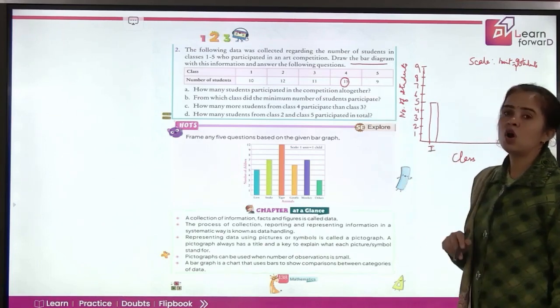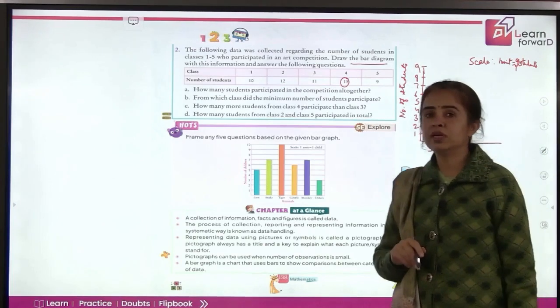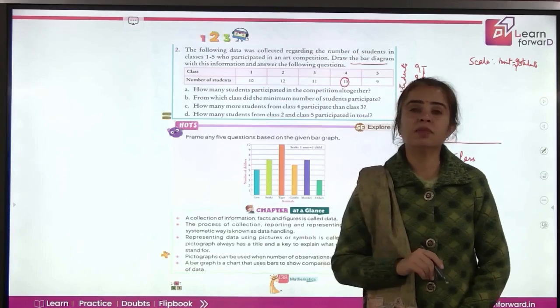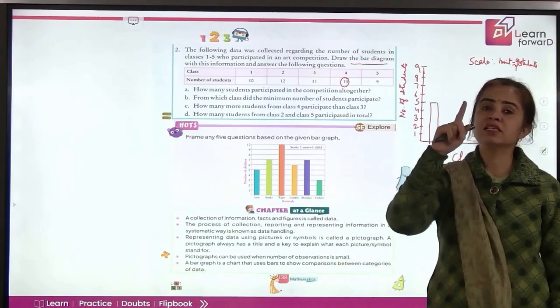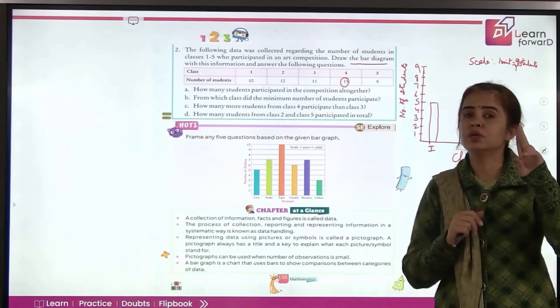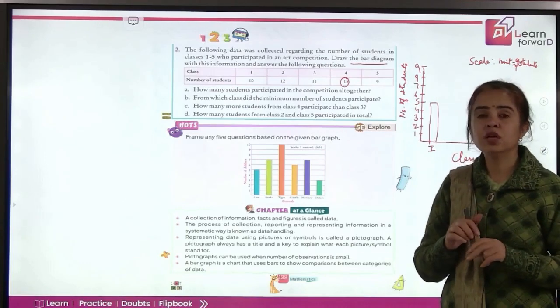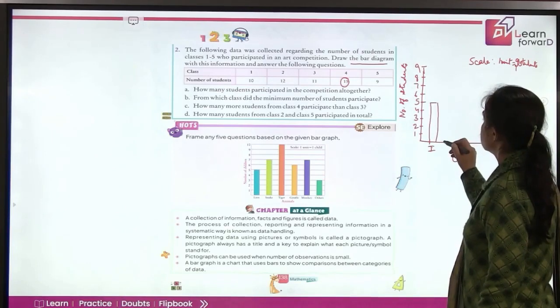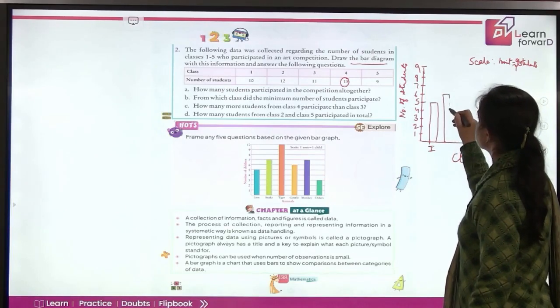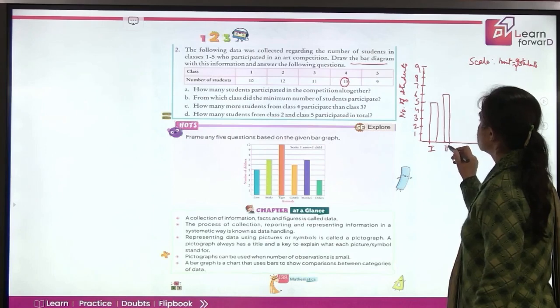For class 2, how many? 12 students are there. So for 12, which number will you go up to? 12 divided by 2 because your scale says 1 unit is equal to 2 students. So for 12, you will be showing 12 divided by 2 which gives you 6. So we will stop at 6. This is your class 2.